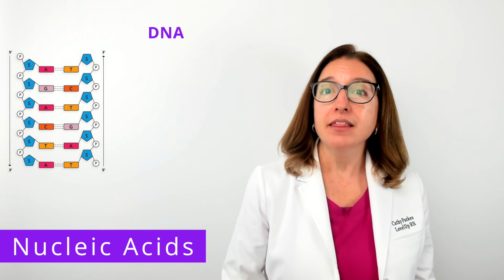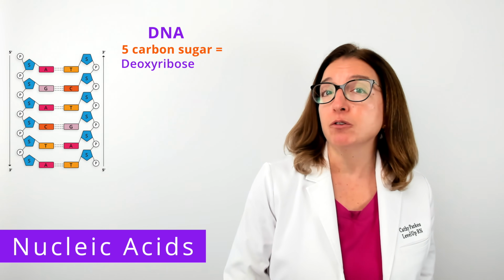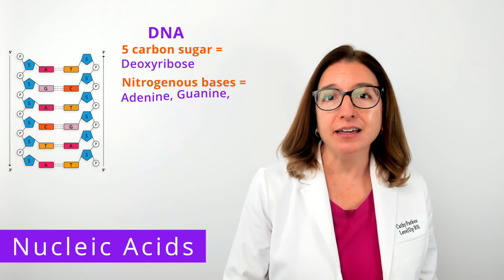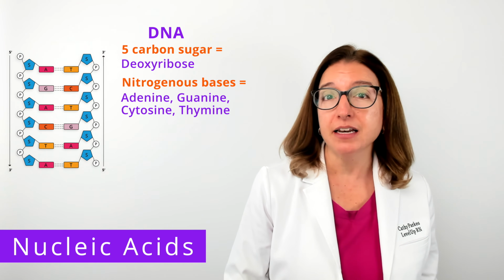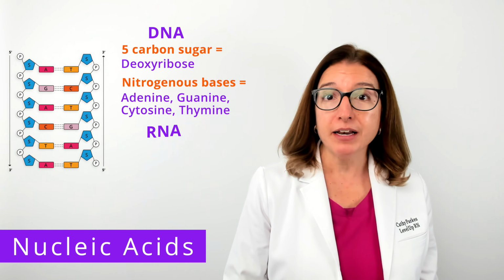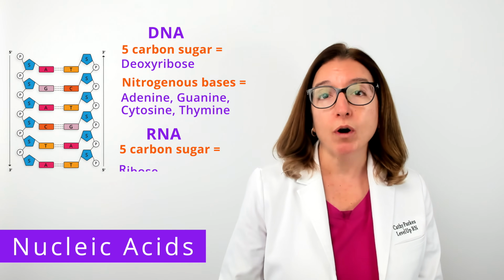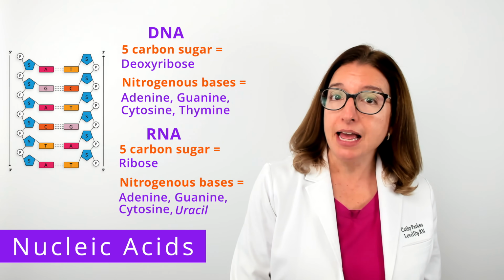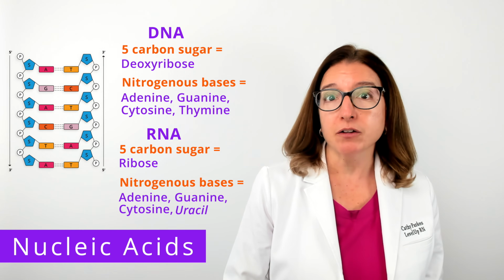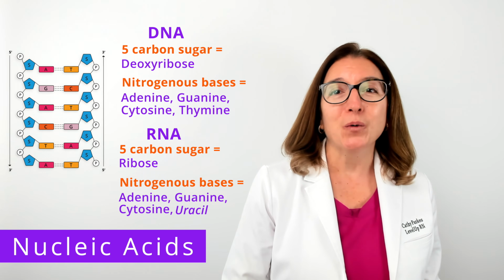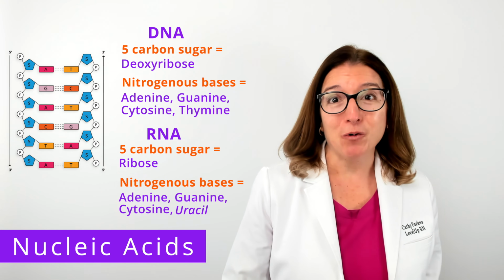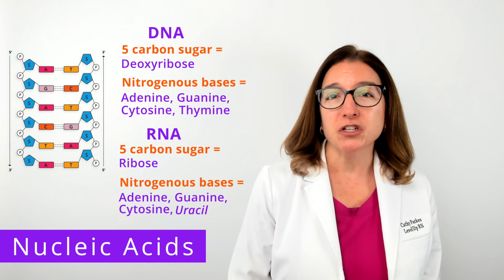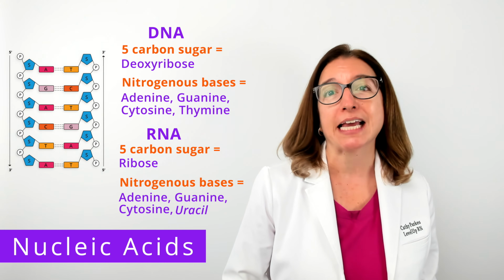In DNA, the 5-carbon sugar is deoxyribose, and the nitrogenous bases include adenine, guanine, cytosine, and thymine. In RNA, the 5-carbon sugar is ribose, and the nitrogenous bases are the same as DNA, except uracil replaces thymine. So we will definitely be talking a lot more about DNA and RNA in this playlist, so it's important to understand the structure of these nucleic acids.